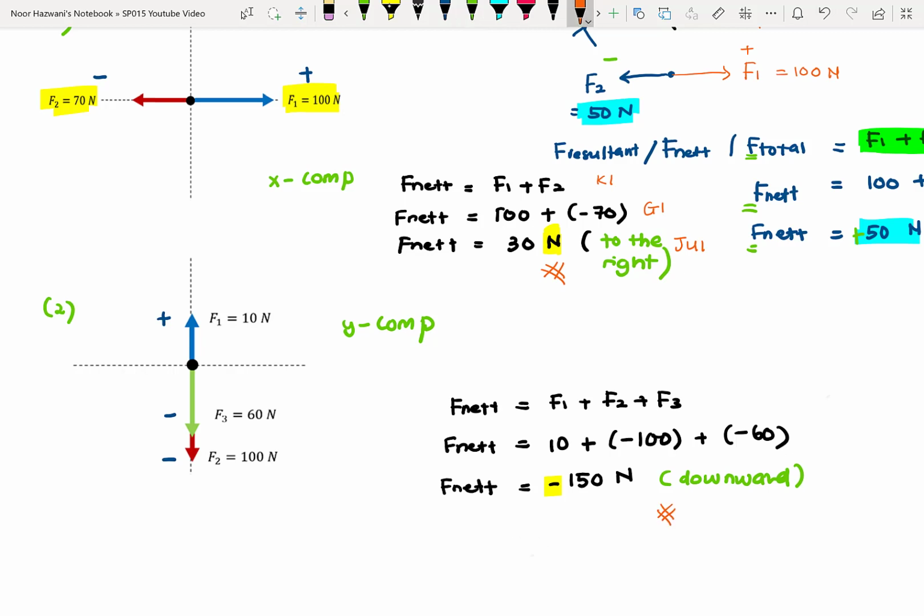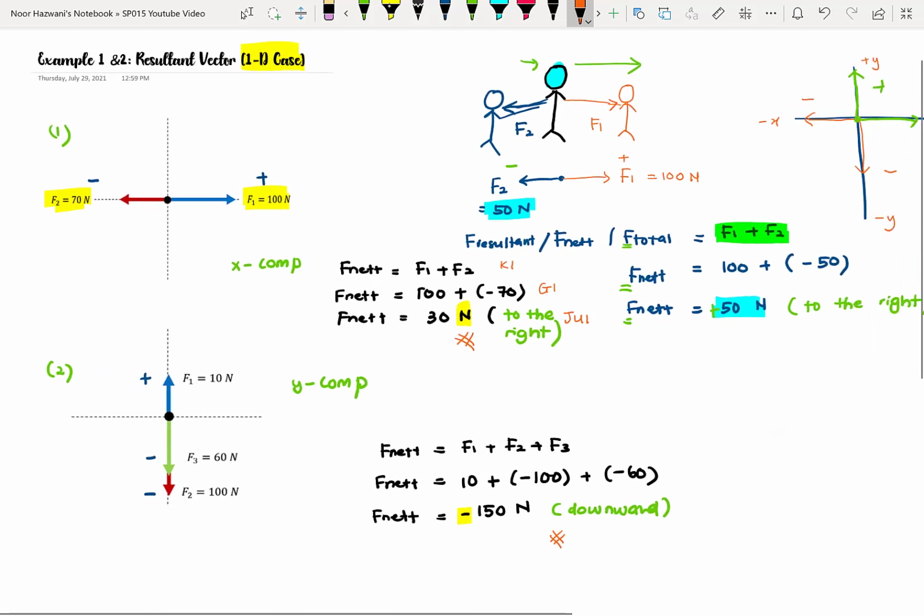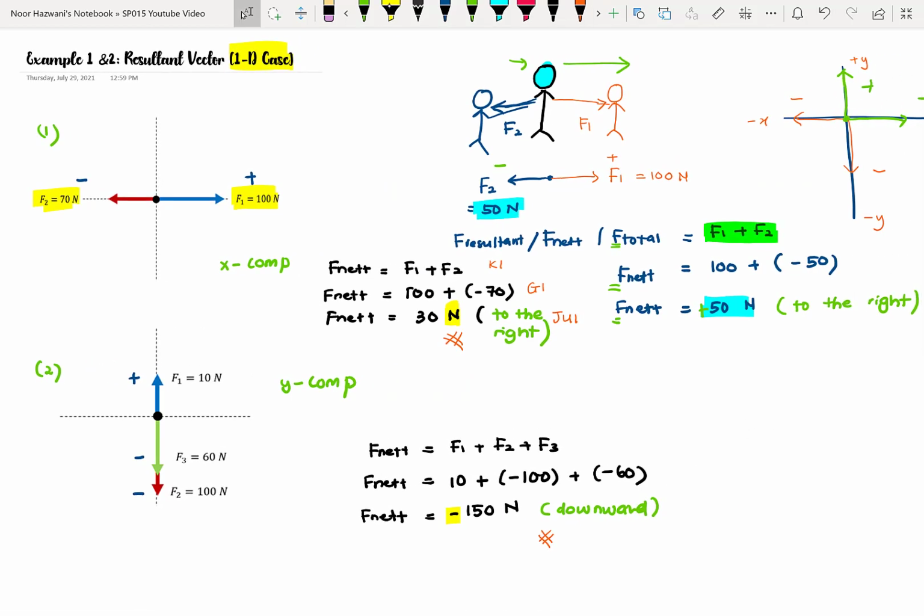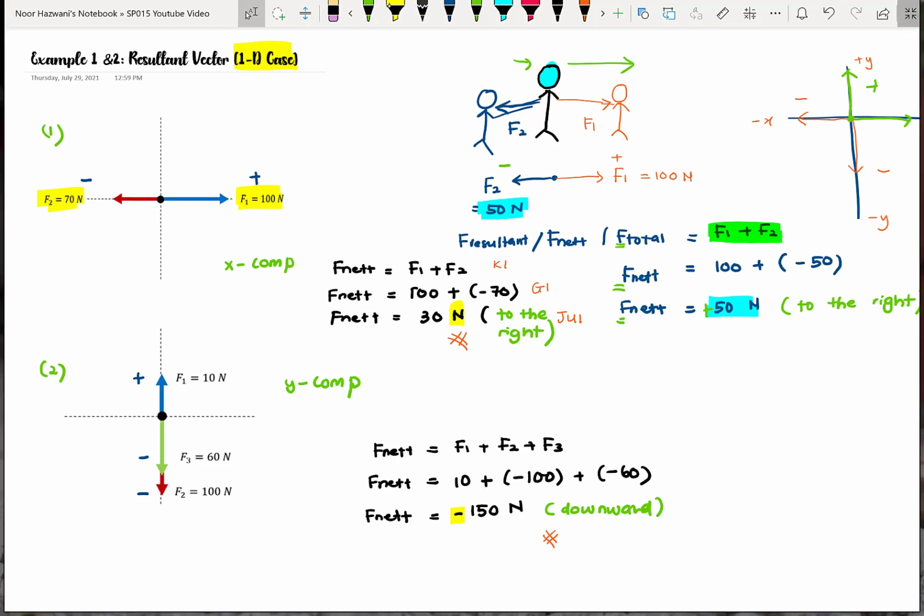Macam tu je lah macam mana kita nak kira resultant vector untuk 1D cases. Maksudnya kita sum up je sebab dia hanya involve one component saja. Tapi kalau dia melibatkan dua komponen X and Y, saya akan explain dalam video yang seterusnya. Okay, itu sahaja untuk video ini. Thank you.